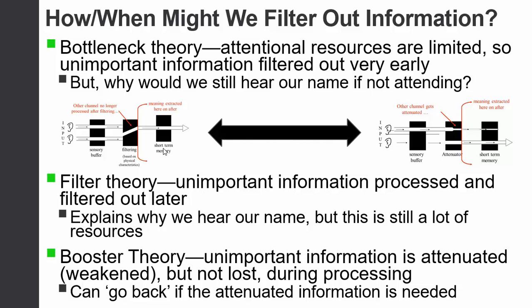Now, one of the nice things about filter theory is that it does still explain why we hear our name, right? Because it suggests the perceptual system's already processing. The perceptual system is going to do a quick check in the unimportant information and see if we hear our name or anything that's relevant to us. And then if we don't, it's just going to get dropped out. At some point, it's just going to get filtered out, just like coffee grounds to make coffee. So filter theory does a good job of at least explaining why we hear a name.